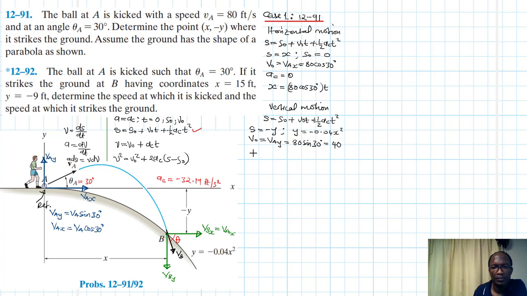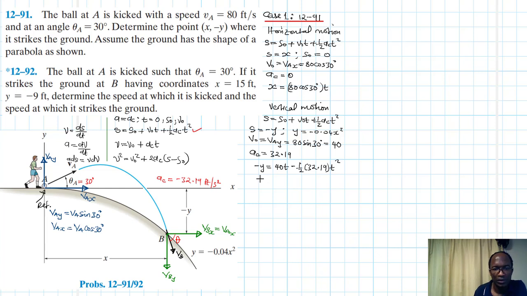And our AC here is equal to, remember we calculated AC, minus 32.19. Therefore, we'll have minus y equal to 40t minus half of 32.19 t squared.